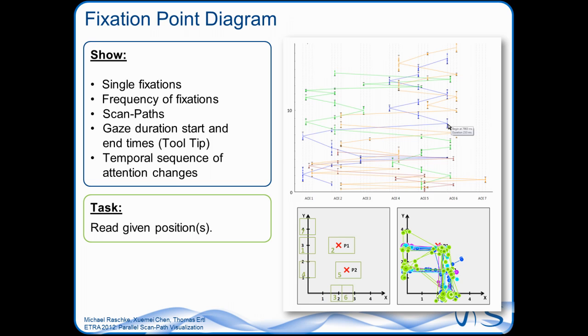The fixation point diagram shows single fixations. The frequency of fixations: you see the little dots on every vertical area of interest axis. These dots indicate the fixations. You see the scan path, the gaze duration start and end times could also be found out by a tooltip, and you see the temporal sequence of attention changes.